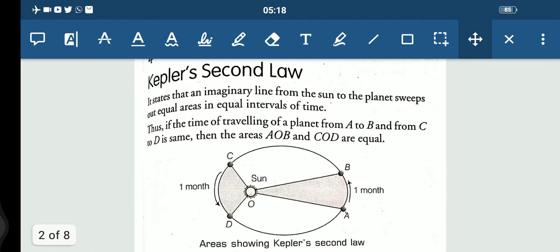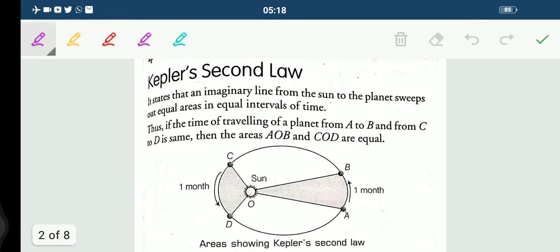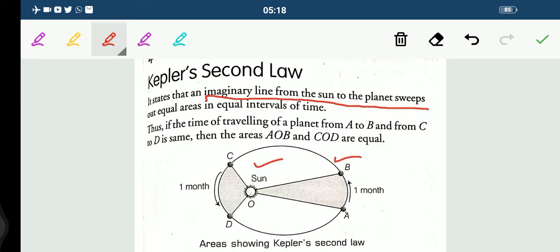Moving on, the next slide that we have is Kepler's second law. What does Kepler's second law state? It states that an imaginary line from the sun to the planet, you all can see sun to the planet, sweeps out equal area, remember this thing, in equal intervals of time. Fine. I would like to give you an example here so that you can better understand it.